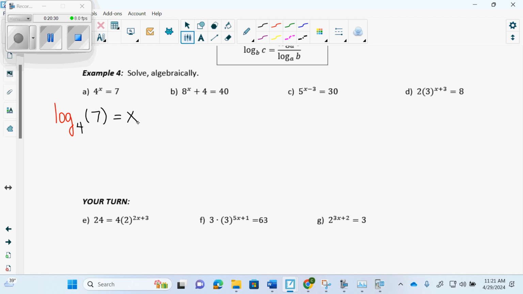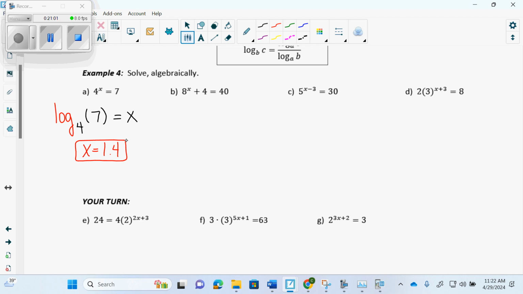Life is good. This is a type into your calculator, right? Type it in, depending on what calculator you have. Log base 4 of 7. I got 1.4, round to the nearest tenth.